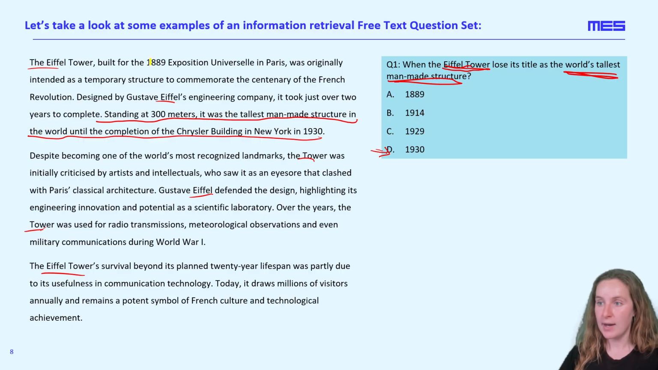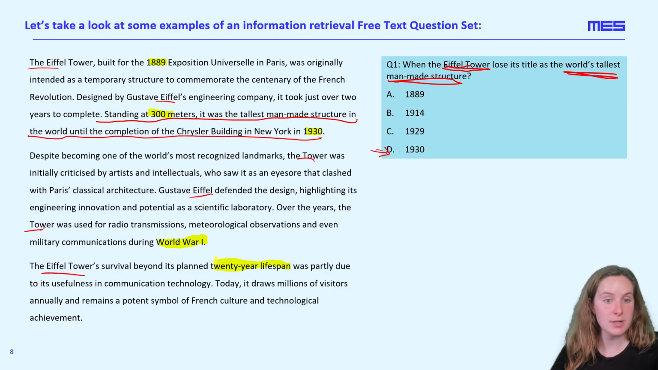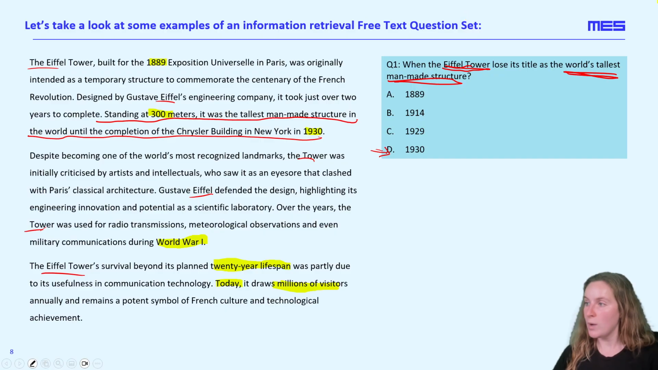We see 1889, we see a 300, we see 1930. If we keep skimming, World War I isn't a number, but it certainly has years attached to it. 20-year lifespan, be careful, because that is not written out as a number, but still absolutely falls under one. And millions as well, millions of visitors. We also have today there, which is another time word, so we want to be mindful of that. When did it lose its title?